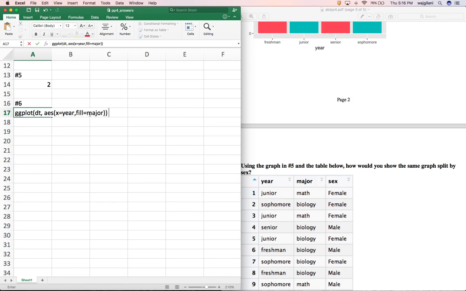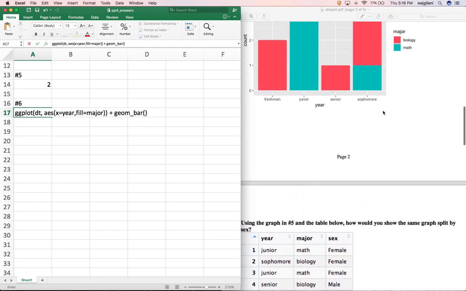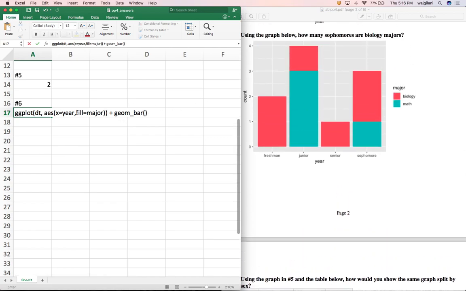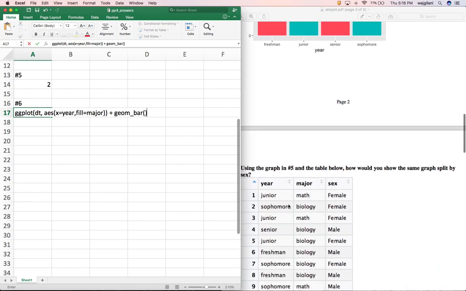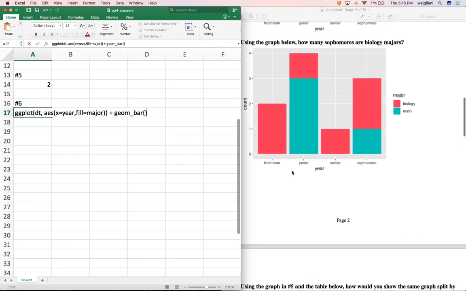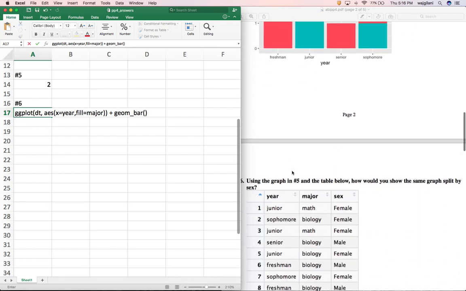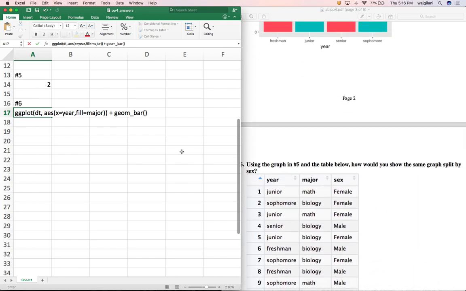Close that up. Now I want this to be a bar graph. It's going to be a bar graph, and I don't need to put anything else besides that it's a bar graph. Now this statement right here will give me that bar graph using this table. Now if I want to show the same graph split by sex side by side, I'm going to go ahead and do tilde, because I'll do it side by side, and sex. It's that easy.